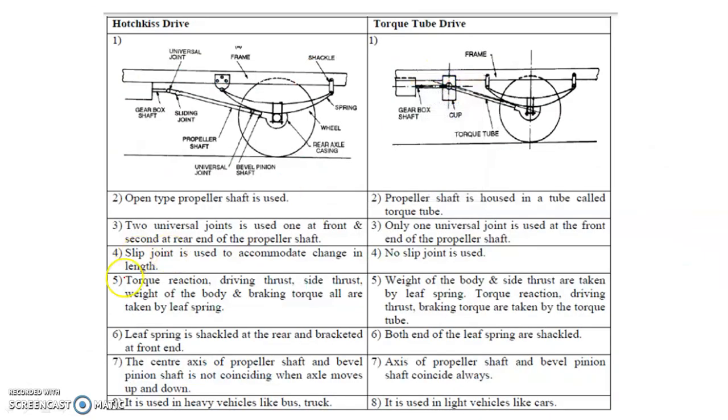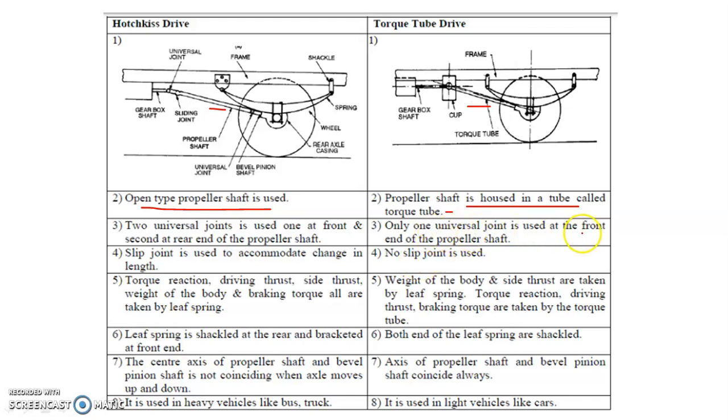What is the difference then actually? In Hotchkiss drive, this is an open type of propeller shaft, and in torque tube drive, the propeller shaft is housed in a tube called a torque tube. So this is a torque tube here, and here there is a propeller shaft which is open. In Hotchkiss drive, universal joints are used, one at the front and second at the rear end. Two universal joints, here one and here also.